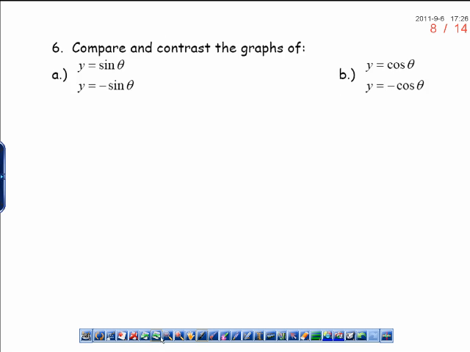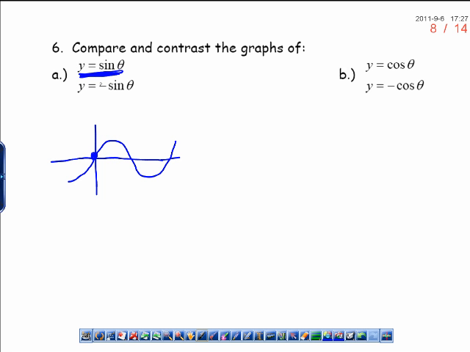The last transformation we need to talk about are reflections. Okay, so what I'm going to do is I'm going to graph the parent function in blue. And it's just going to be a very quick sketch. So remember, our sine parent function looks like this. Okay, it goes right through 0, 0.